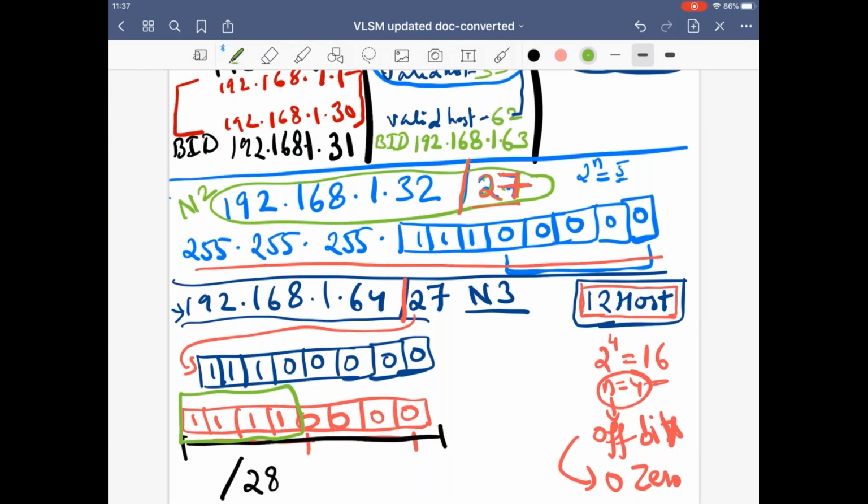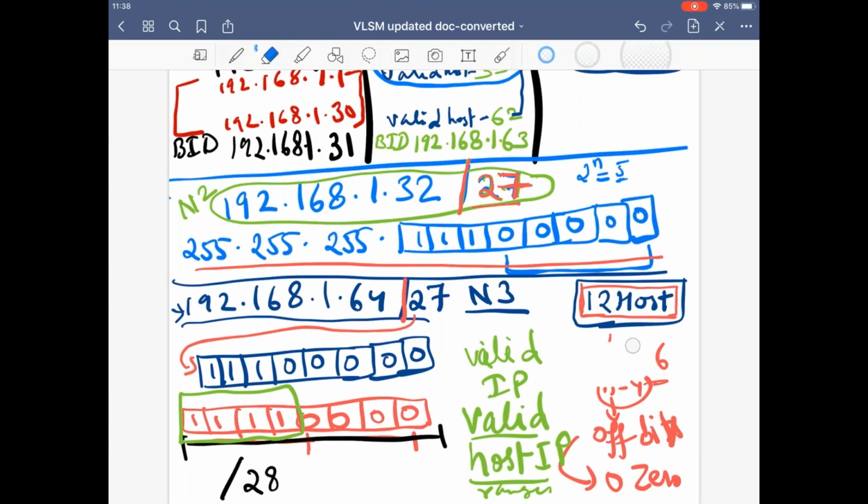And the valid IP address range also will change, right? I'm talking about the valid host IP range. Yes, that will also change.